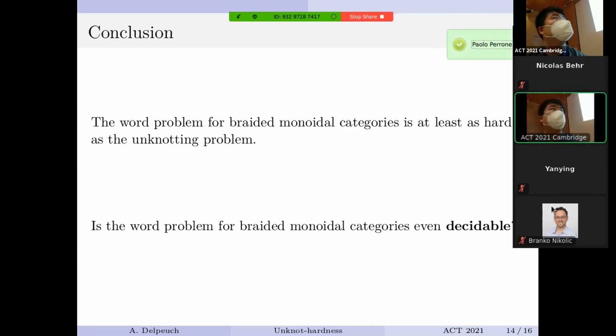Hi, Antonin. Thank you for the nice talk. Really pretty diagrams. I'd just like to ask, so recently this year, there was a result by Marc Lackenby showing that unknotting can be solved in quasi-polynomial time. Have you thought about how this interacts with your work?